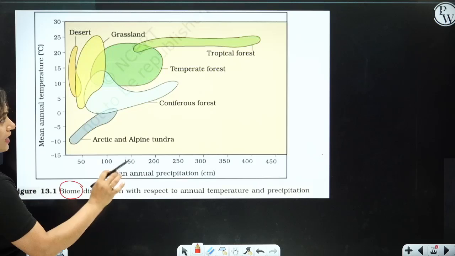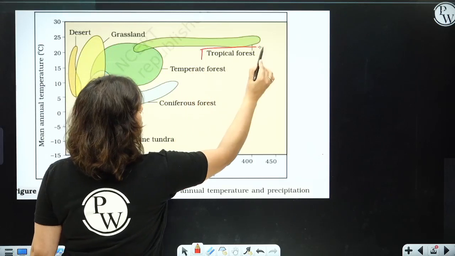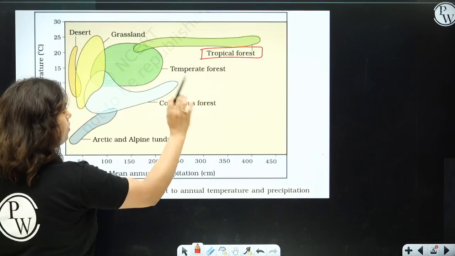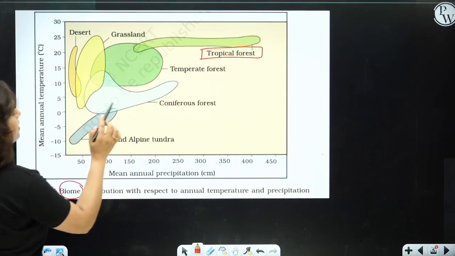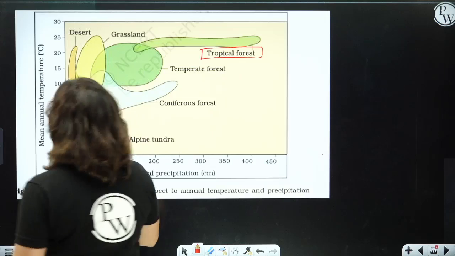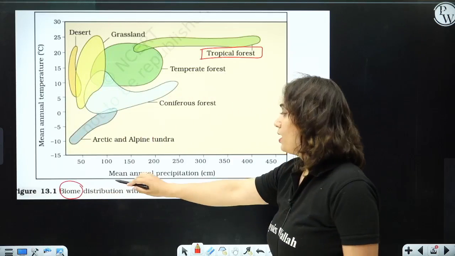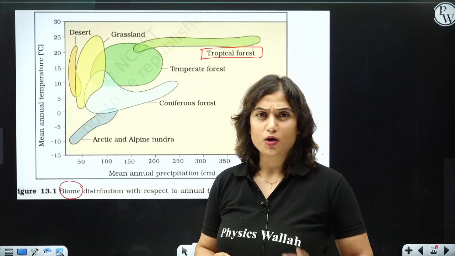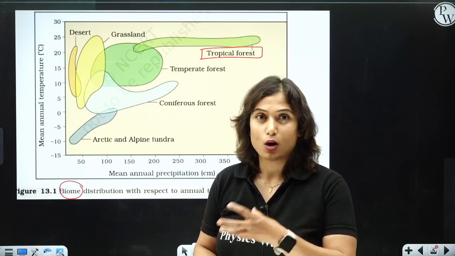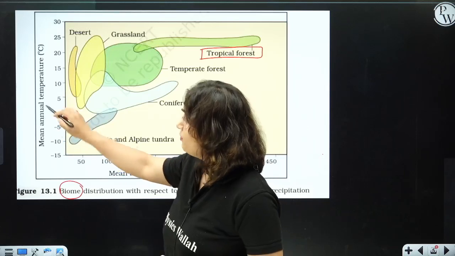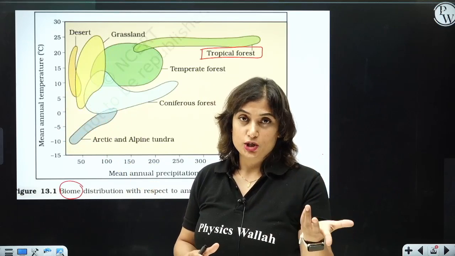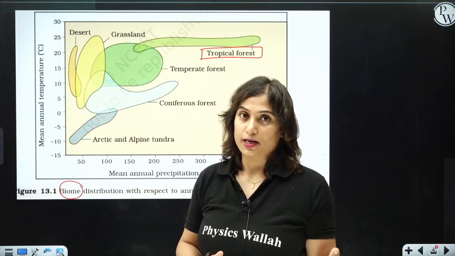First, you can see the tropical forest. Now let's see what the tropical forest is saying to us. On the x-axis, it is saying mean annual precipitation. Mean annual precipitation means the mean rainfall throughout the year. Then mean annual temperature: throughout the year, what is the average temperature?